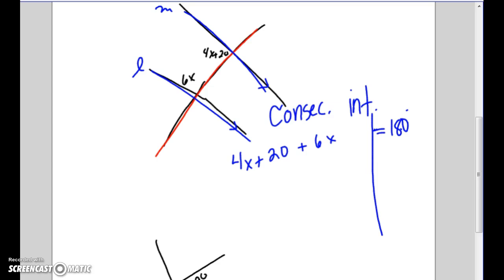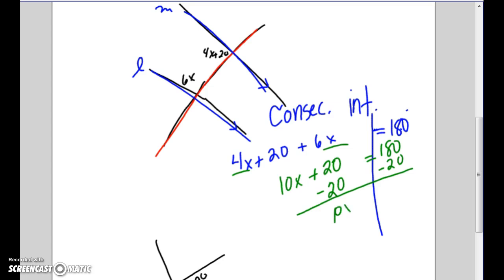What can I do first? Add the x's. Add the x's, and that would give me what? 10x. 10x plus 20 is equal to 180. Subtract the 20. You get 160. So now I have 10x is equal to 160. And then you divide that by 10. And that's 16.